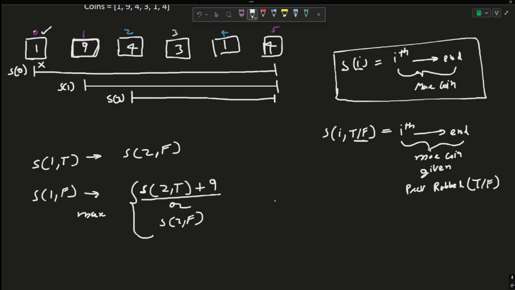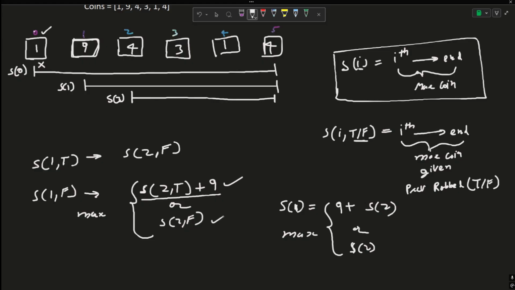Okay, now you will ask me, in previous when we were calculating for s1, we had this same thing, 9 plus s of 2 we can do, or s of 2 we can do. We can take the max of this. Why haven't we taken max in this case? Because see, in this both the scenarios are possible.